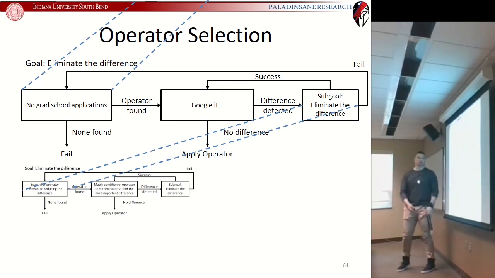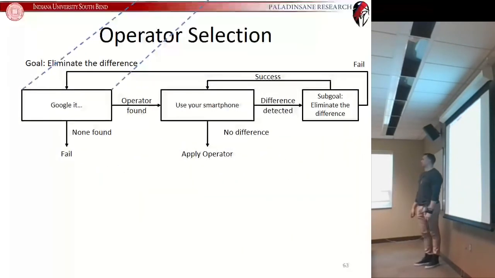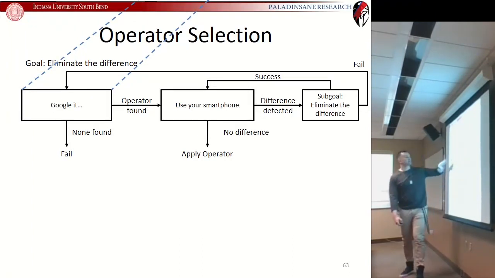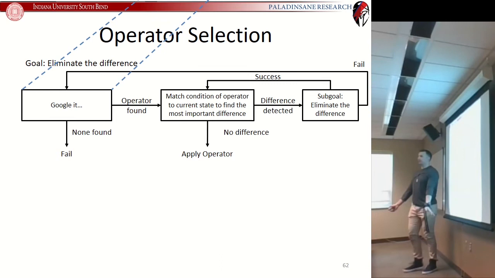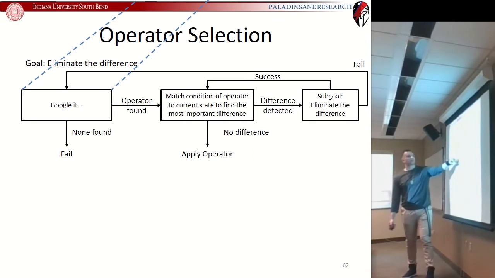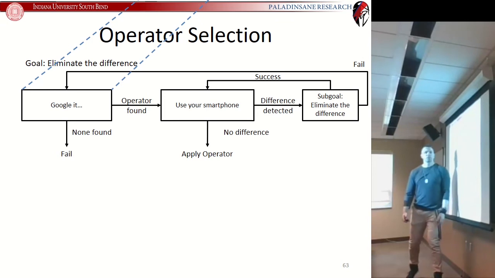What do I need in order to Google it? Well, you need to use your smartphone, right? For most of us, that would be the next move. So once again, you can't just Google it, right? I can't just sit here and say, all right, somehow I'm going to Google this. So if I couldn't find anything to do, then I would fail. But if I can find an operator, like use your smartphone, then I can start applying this.